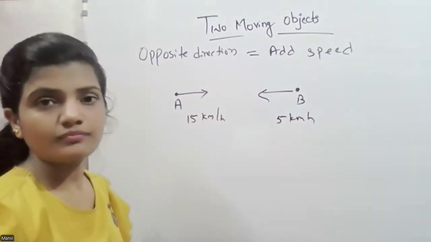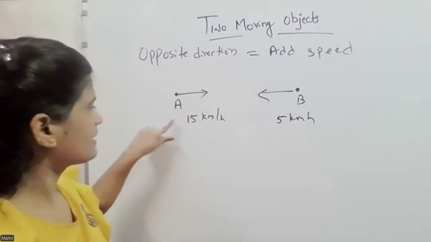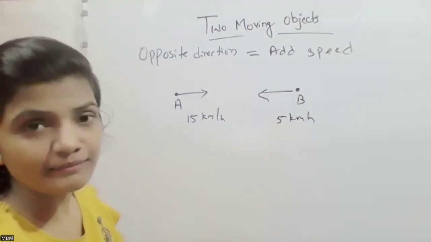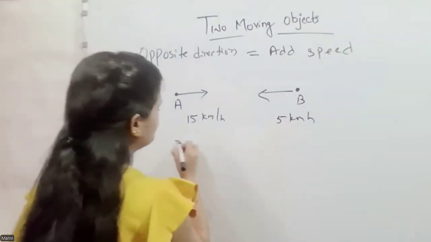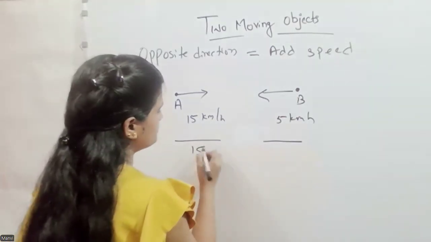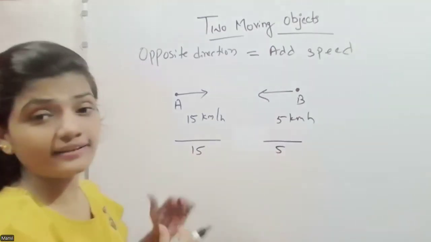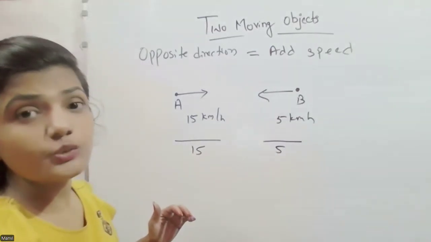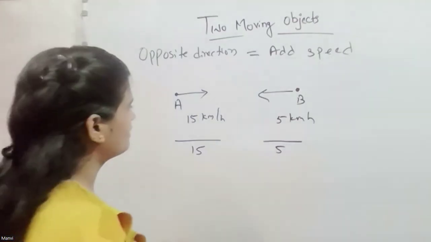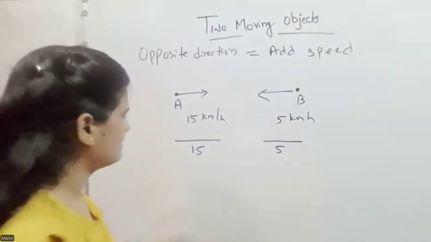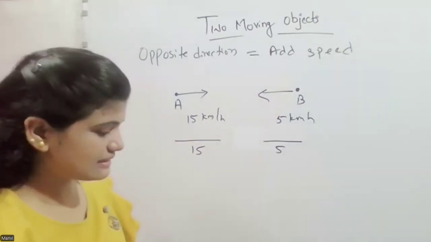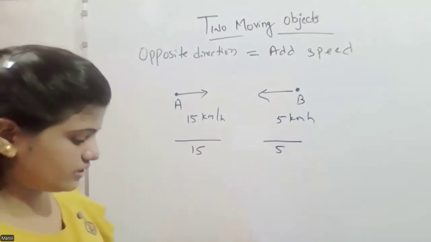Okay. So after 1 hour, car A is at 15 kilometers and car B is at 5 kilometers. So car A reached 15 kilometers from there to there and car B reached 5 kilometers. This is 15, that is 5. Means together they come closer by 20 kilometers, right? That's why we need to add the speed. Now we are taking this using some example so that it becomes easier for us.